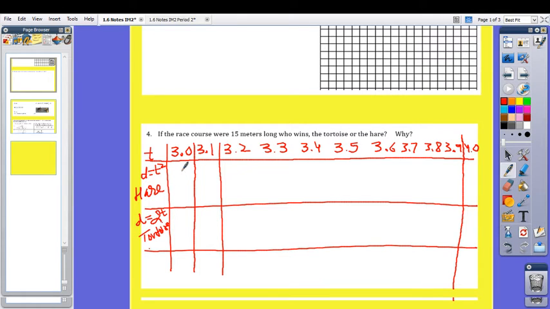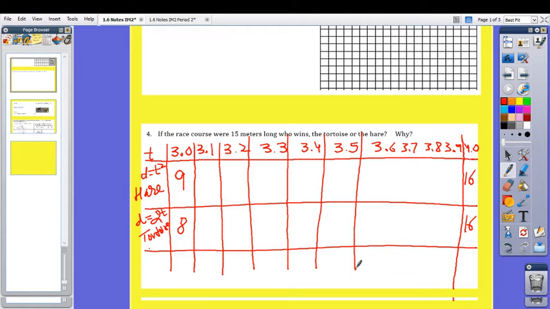And what we know is that the hare was at 9 meters and the tortoise was at 8 meters when they started at 3 seconds. At the fourth second, they both were at 16 meters. So we need to find out what happened in between these 2 seconds. Whoever reached the 15 meters first, that one would win.